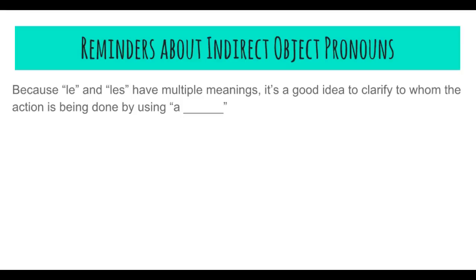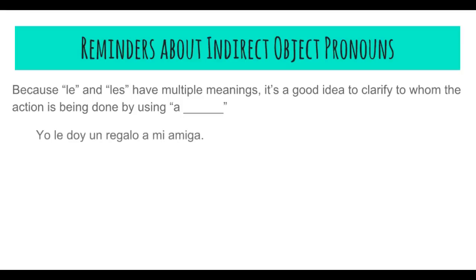Another thing that's important to know about indirect object pronouns is that in the third person form, when we use le or les, that can mean so many different things. You'll usually hear native Spanish speakers clarify to whom the action is being done or for whom it's being done. And you can do this by using the word a and then the person's name. Or sometimes it might not be a name, it might be a title.